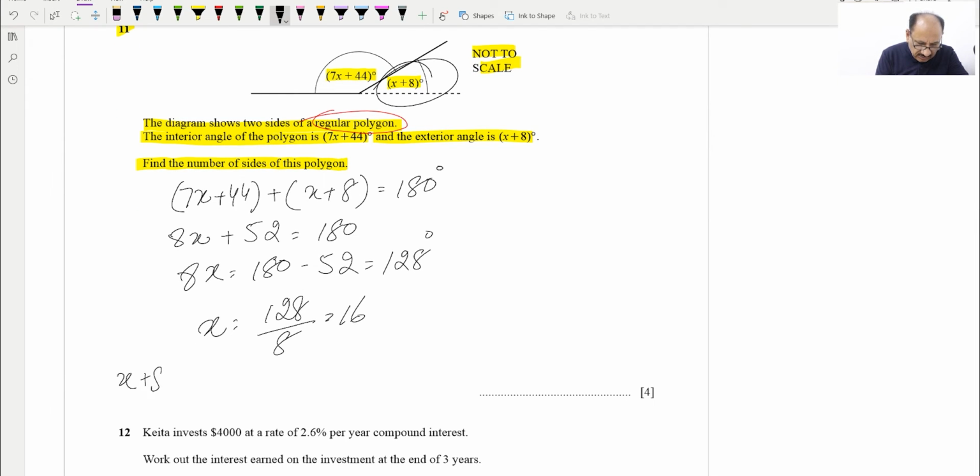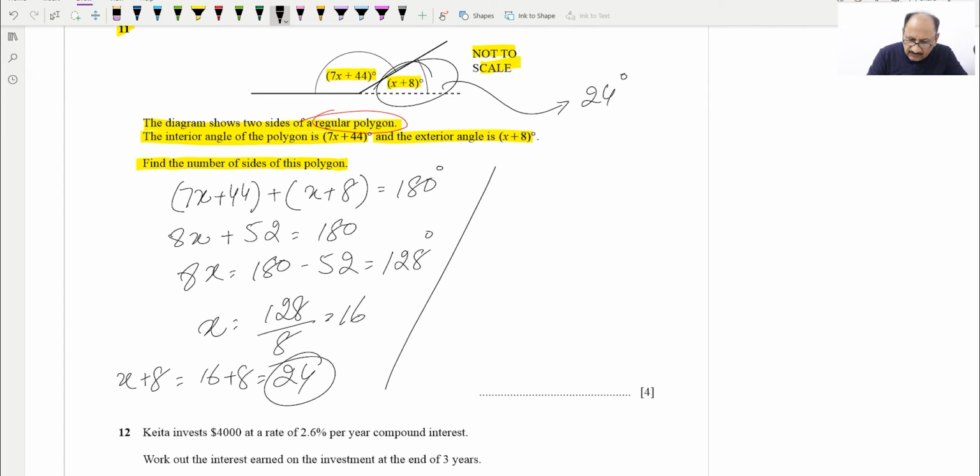X plus 8 will be equal to 16 plus 8, which is equal to 24. So we came to know that the exterior angle, which is this one, is 24 degrees. And by rule we know that the exterior angles add up to 360. So we can check the number of sides.